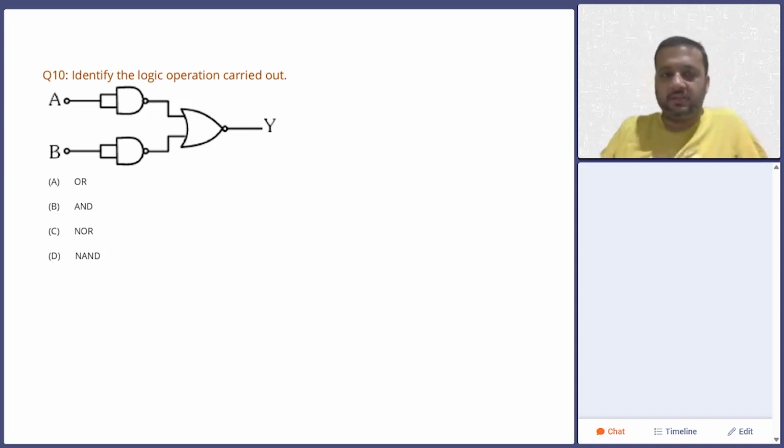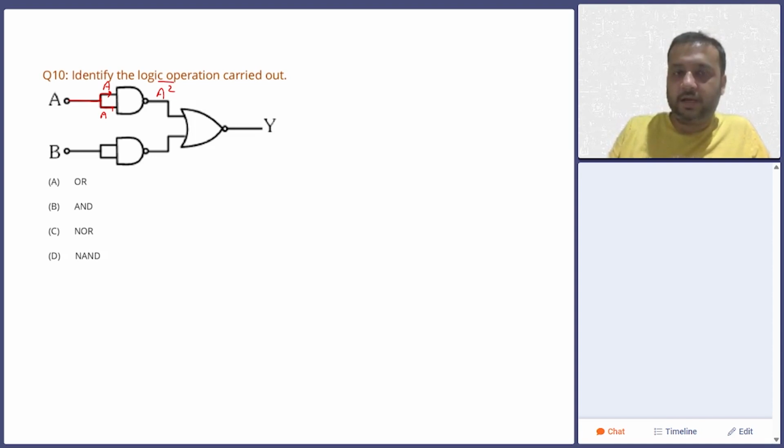Identify the logic gate operation here. So basically here A is being sent. So this A will go in both the input buttons. So here A will go like this and A will go like this, and this is a NAND gate. So what it will do? It will do A into A, and then it will take a complement. So basically this will become A square bar.